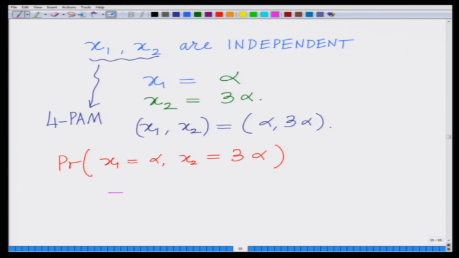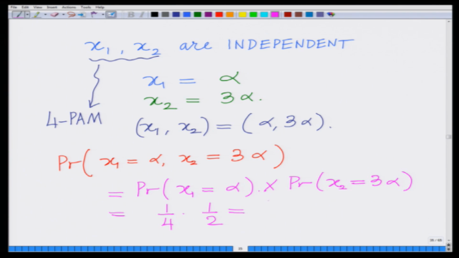Since these two symbols are generated independently, we can use the property of independent events, that is, the joint probability of the intersection is the product of the individual probabilities. Therefore, this is equal to the probability x1 equals alpha times the probability x2 equals 3 alpha, and as given initially, the probability that x1 equals alpha is 1 by 4, the probability x2 equals 3 alpha is half. So, this is equal to 1 over 8.